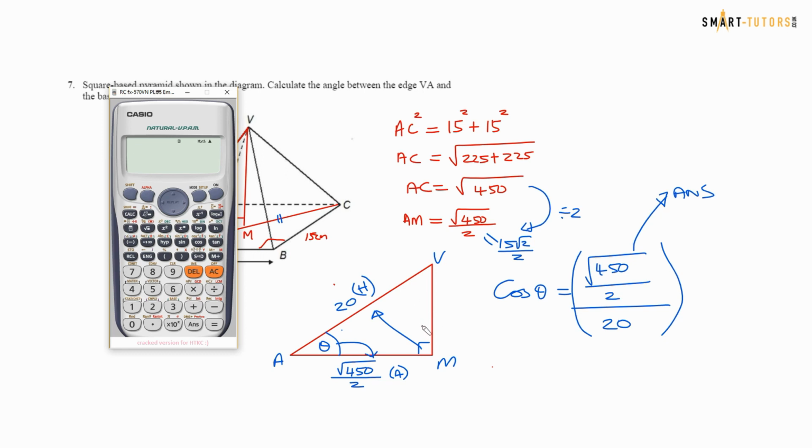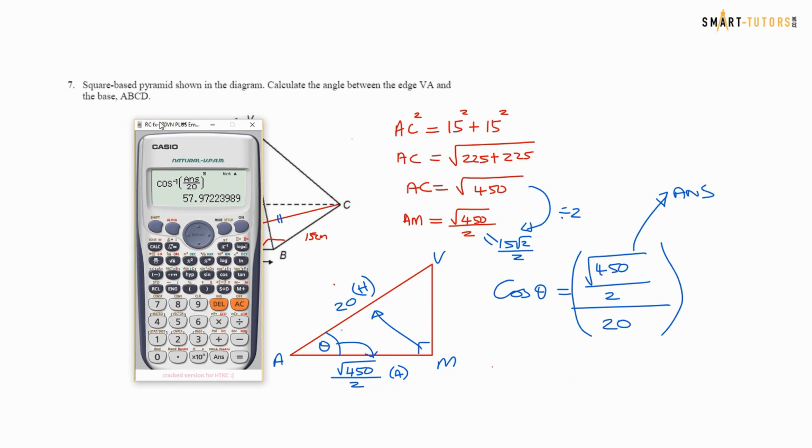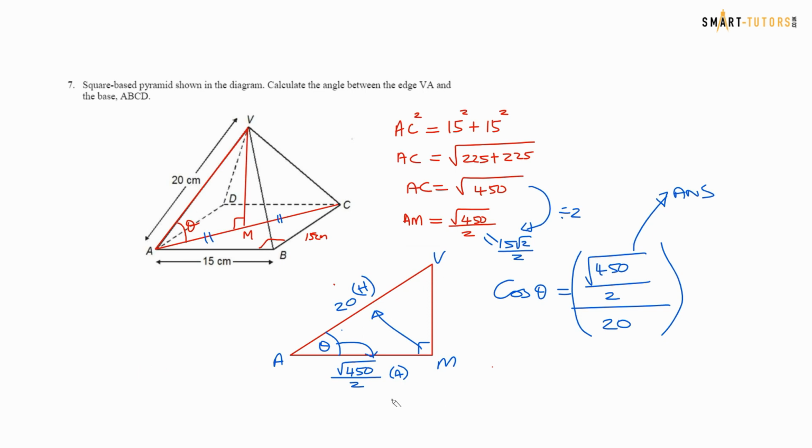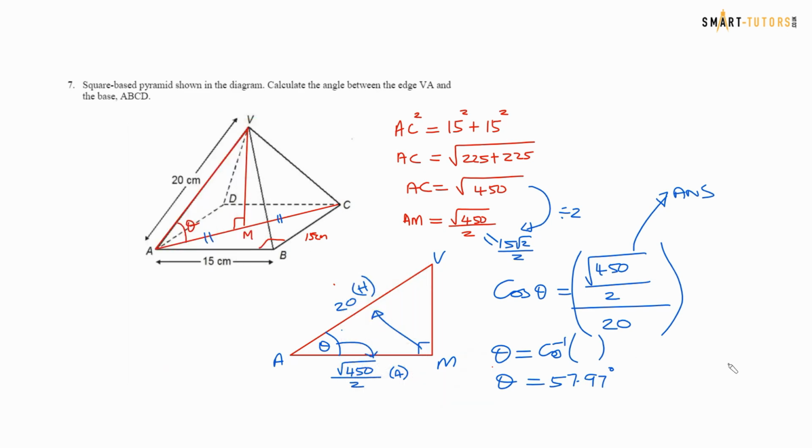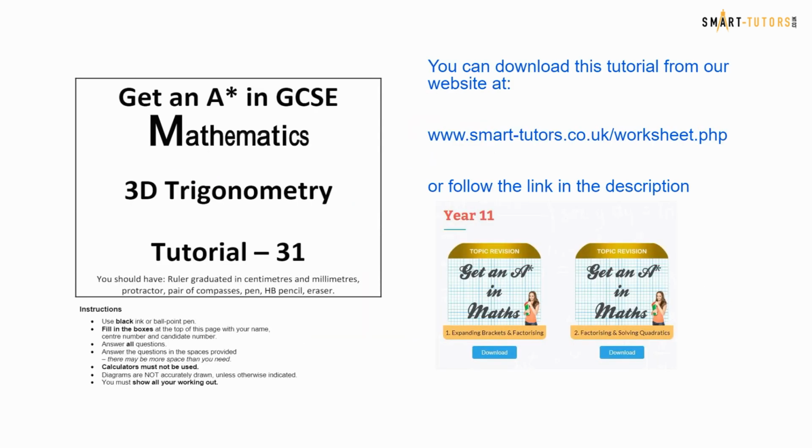Now we can say theta equals cos inverse, shift cos inverse, fraction button, answer divided by 20, close brackets, and equal. 57.97, to the nearest degree or something. So 57.97, that is the angle. So theta equals cos inverse of that, 57.97. I'm not too sure, I will check it again one more time. Open the calculator. 57.97. That's correct. So that is our answer for question number 7. That is the last question, I believe. Yes, that's the last slide of the tutorial.